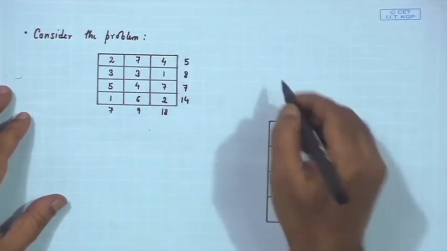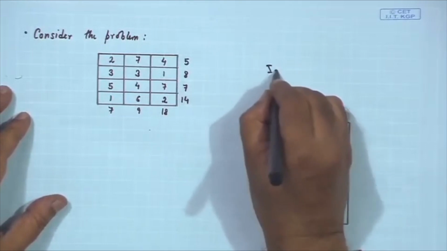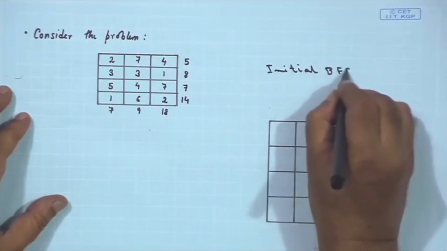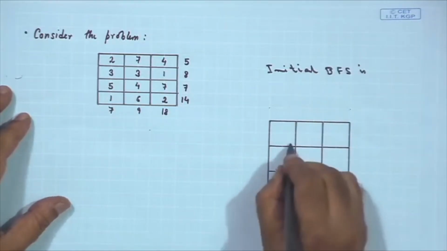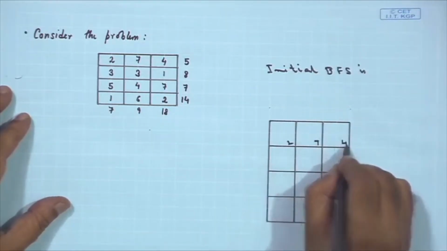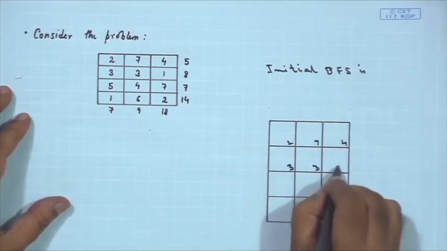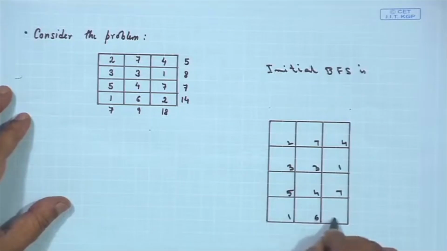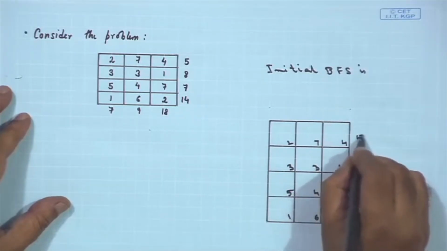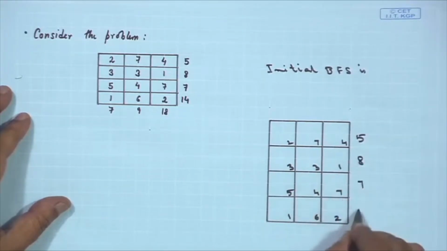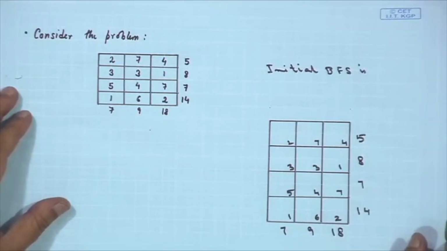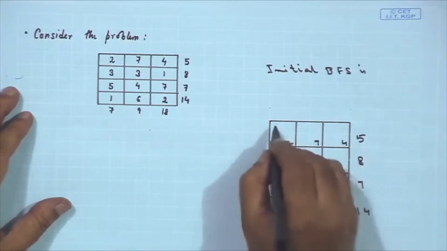this is given, your initial BFS will be 274, 331, 547 and 1, 6 and 2. Here it is 5, 8, 7 and 14, 7, 9 and 18. Your initial basic feasible solution is this one.